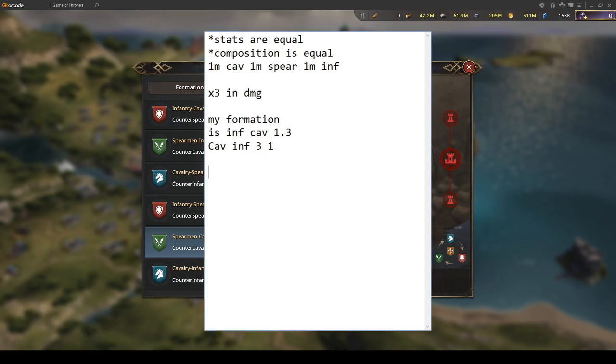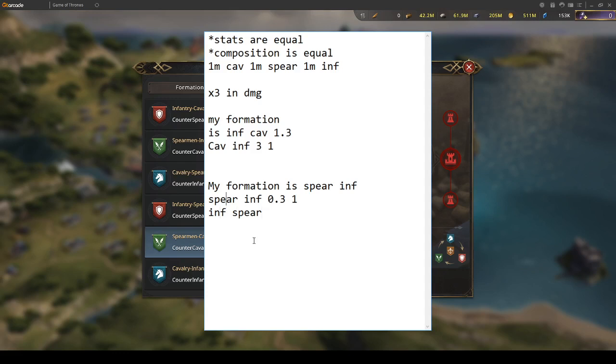Spear infantry. So if I see a spear infantry formation with equal composition, I'm going to go in with infantry spear. The logic is the same as above, if compositions are equal. So if his spear attacks my infantry, he will be dealing me 0.3 damage. And if his infantry attacks my infantry, he will be dealing me 1 damage.